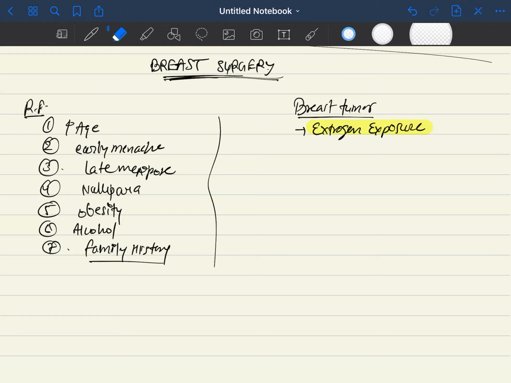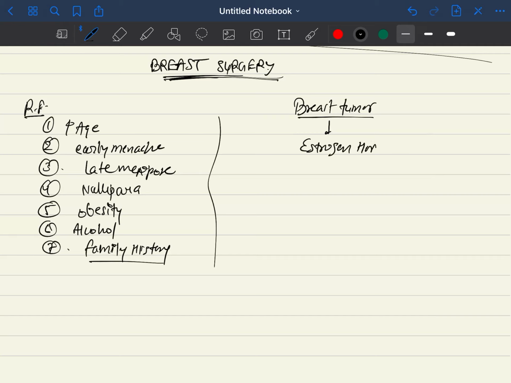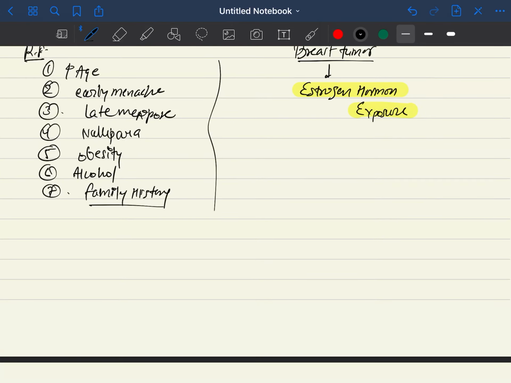Sorry guys, breast tumor depends on estrogen hormone exposure, right? So the more estrogen hormone exposure, the more chance of tumor. Okay, so it's proportional. Now we will correlate that with the risk factors.